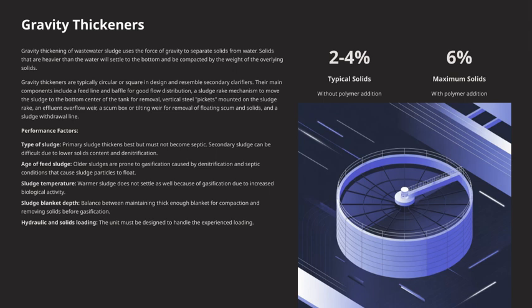So, understanding these factors helps us optimize the gravity thickening process, which is a vital step in wastewater treatment to improve sludge handling and reduce downstream processing challenges.